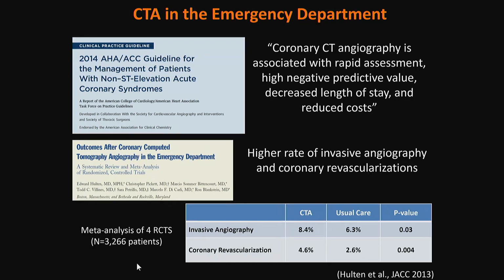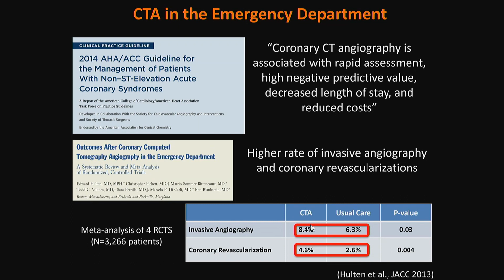However, when we evaluated in the meta-analysis the 4 randomized controlled trials where patients in the emergency room were randomized to a CT angiogram or to undergo usual care, we find that compared to usual care, the use of CTA is associated with a small increase in invasive angiography, approximately 2% higher rate of using invasive angiography, and also a 2% higher risk of undergoing coronary revascularization.